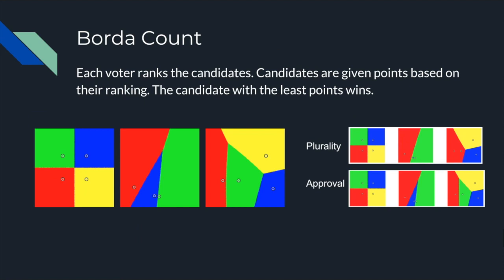Like approval, we can see that Borda count allows for the center candidate to win in these situations, and the space given to the center candidate has increased compared to the approval voting system.